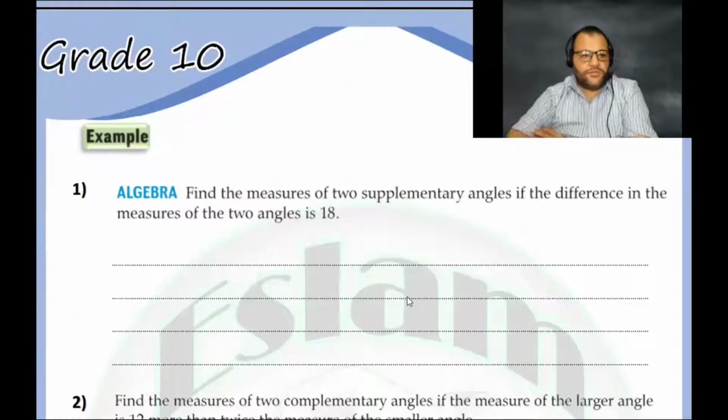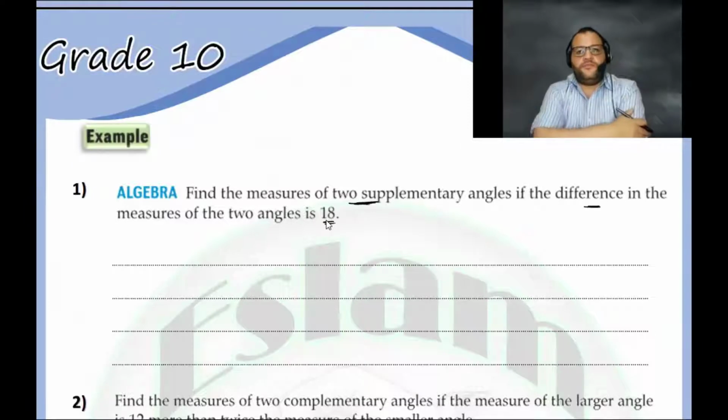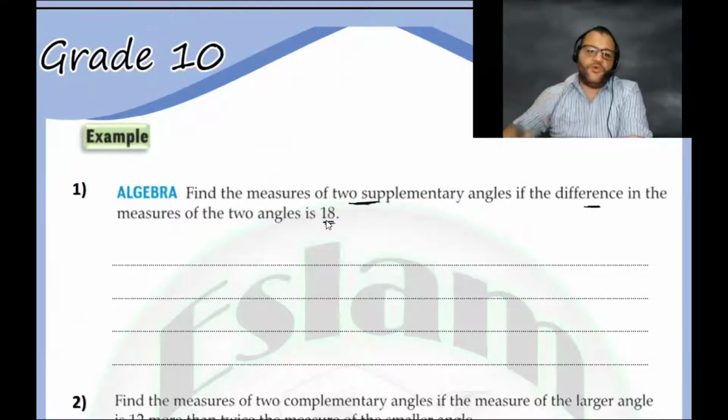Now for question number 1, we have: find the measure of two supplementary angles if the difference of the measure of them is 18. We have two supplementary angles. If you subtract them, the difference will be 18. Supplementary angles sum to 180 degrees, right? Yes.